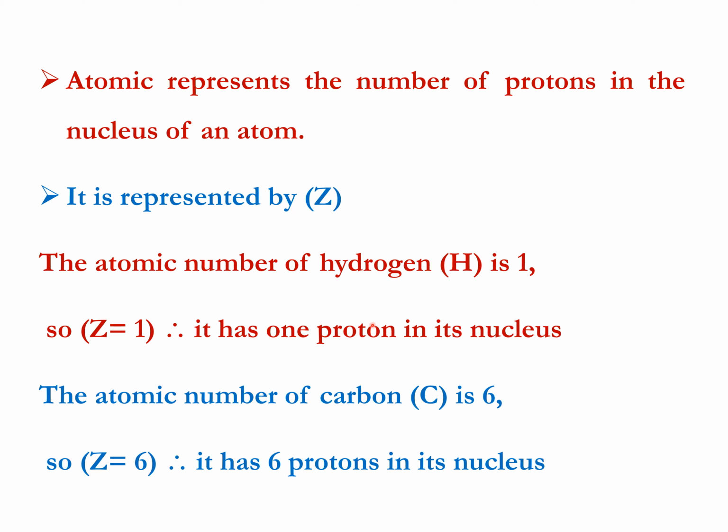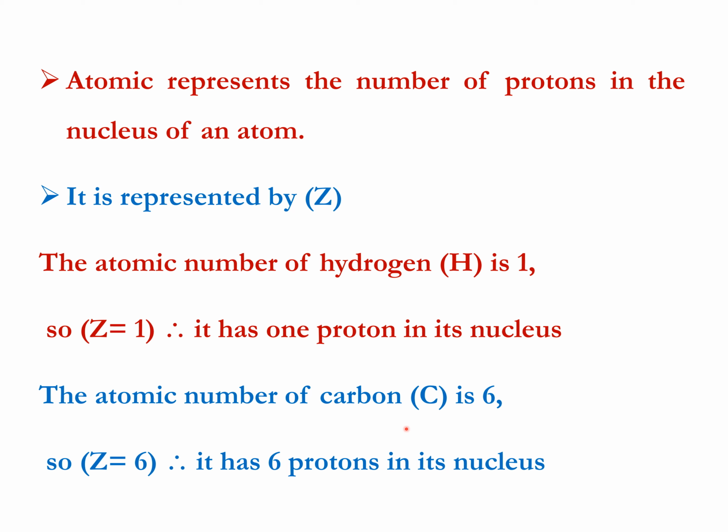The atomic number of hydrogen is 1. So it means that Z for hydrogen is equal to 1. And this means that it has 1 proton in its nucleus. Remember, atomic number is the number of protons in the nucleus of an atom. So if the atomic number of hydrogen is 1, it means that it also has 1 proton.